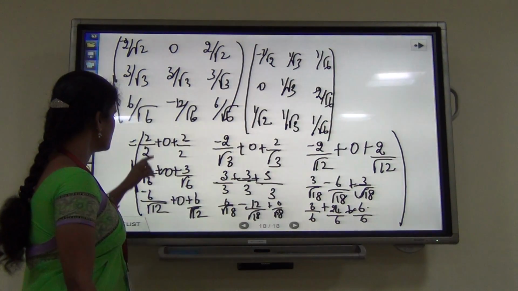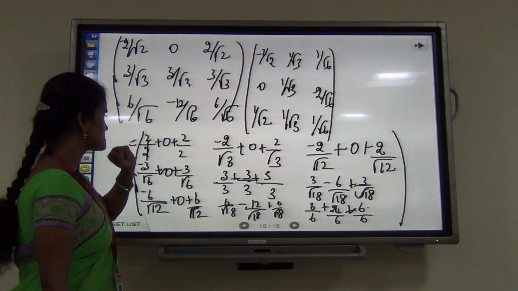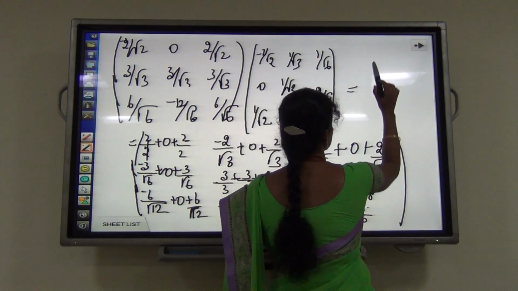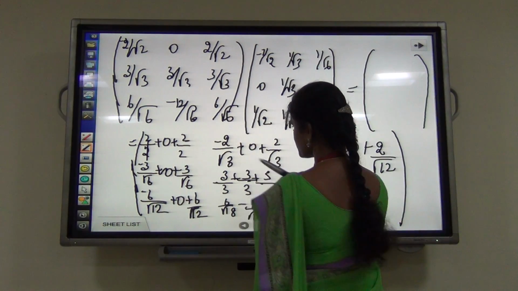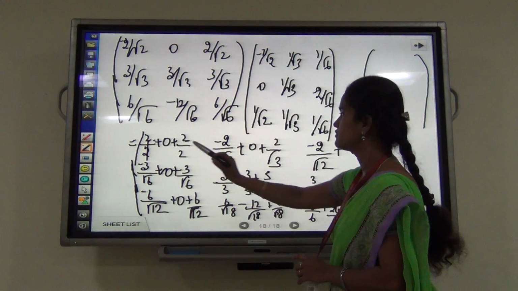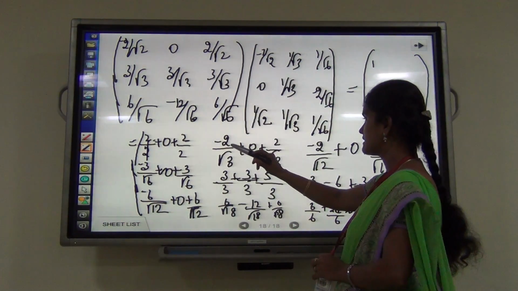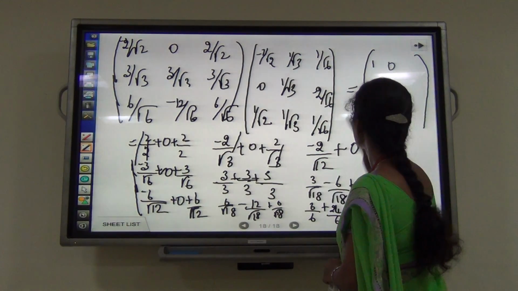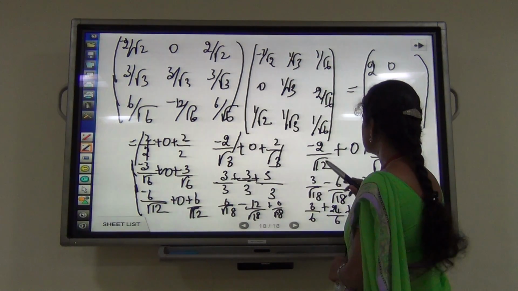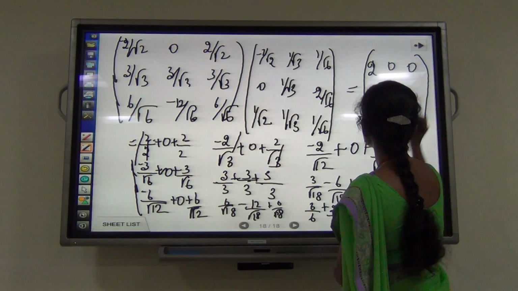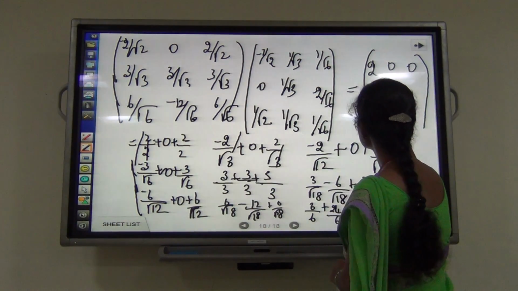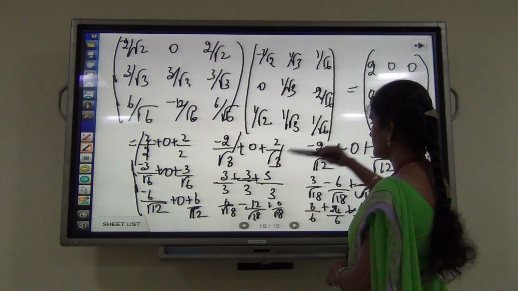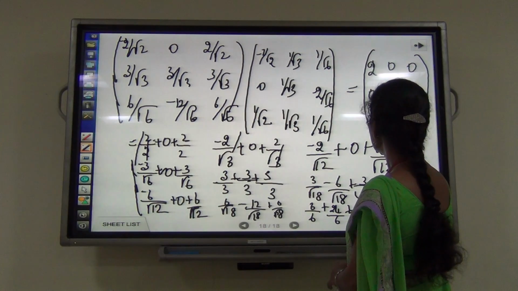So what do we get here? 1 plus 1, it is 2. This is 0. This is 0. So let me write here. So 2 by 2, 1, 2 by 2, 1, it is 1. And here this gets cancelled, so it is 0. 2 by 2, 1 by 1, it's 2. 0. And this gets cancelled, it is 0. And here that minus 3 by root 6 plus 3 by root 6 gets cancelled, it is 0. And 1 plus 1 plus 1, it is 3.